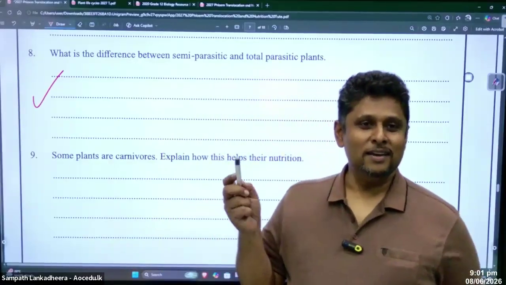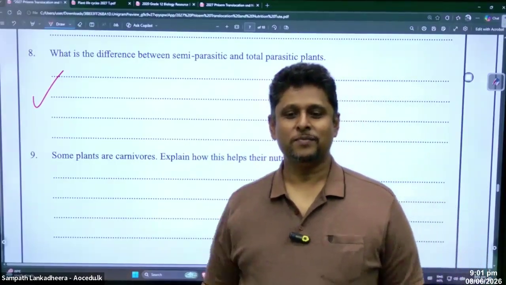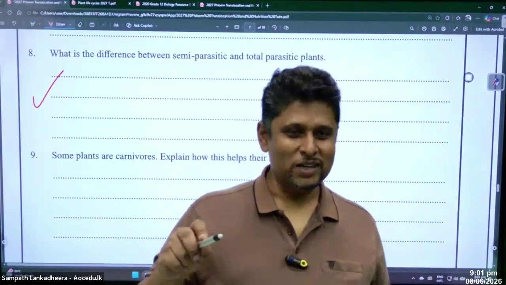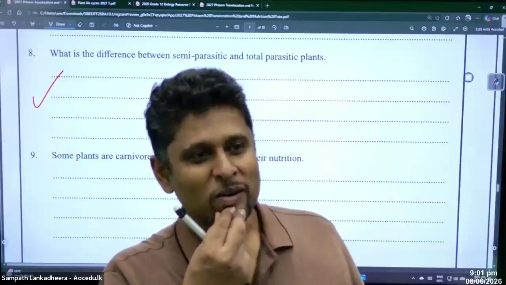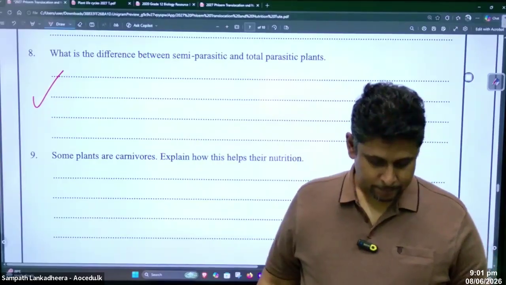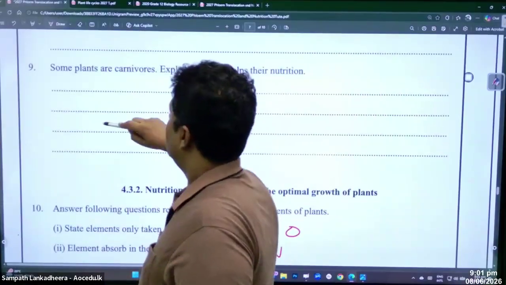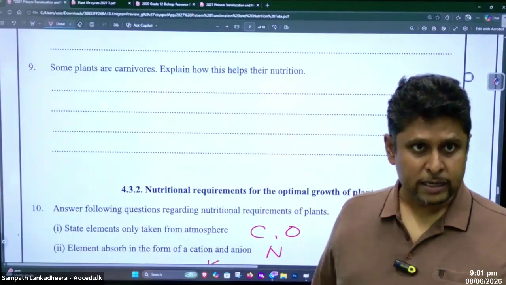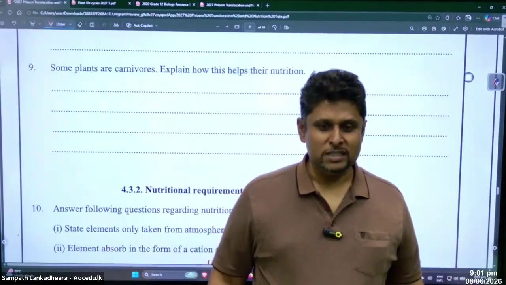And then the total parasite takes water, minerals and organic nutrients from the host. So we did that. The last question, people. Some plants are carnivorous. Explain how this helps their nutrition.